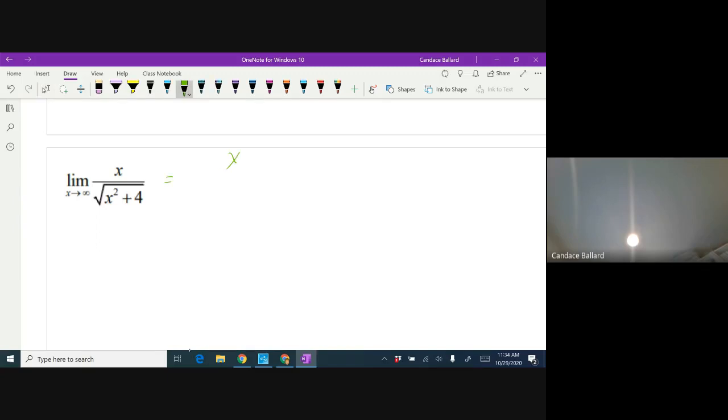All right, so this is kind of like saying x over the square root of x squared. So we've got x over x, which would have to be the coefficients in front, which would just be 1. Okay, so very good job, everybody.